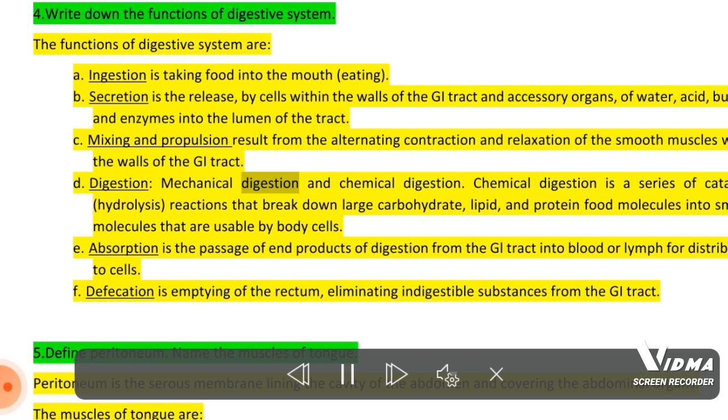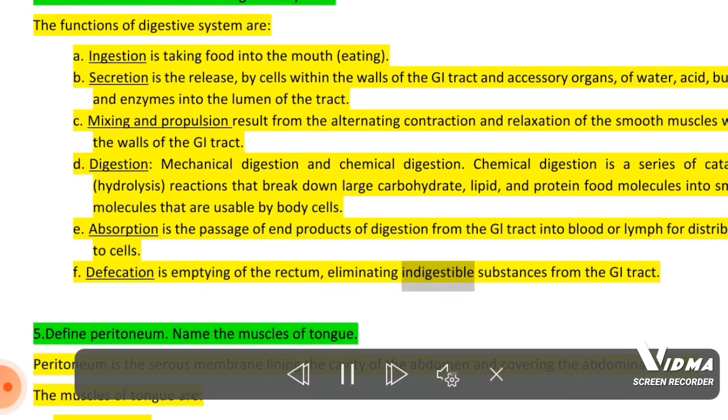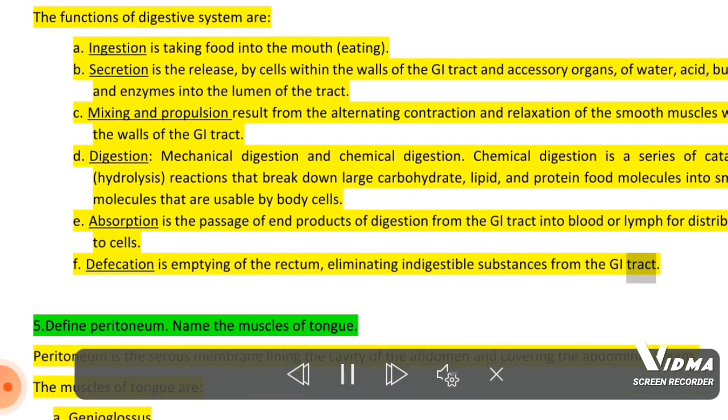Digestion: mechanical digestion and chemical digestion. Chemical digestion is a series of catabolic hydrolysis reactions that break down large carbohydrate, lipid, and protein food molecules into smaller molecules that are usable by body cells. Absorption is the passage of end products of digestion from the GI tract into blood or lymph for distribution to cells. Defecation is emptying of the rectum, eliminating indigestible substances from the GI tract.